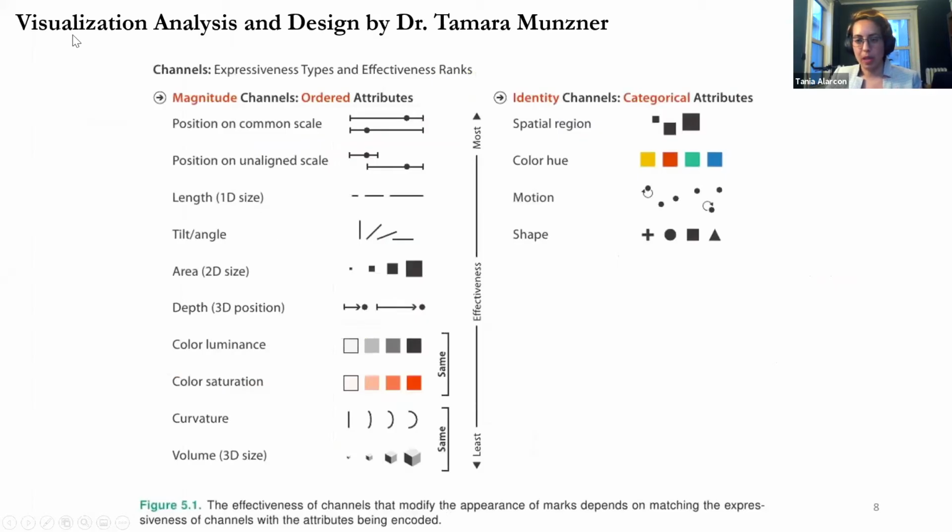Here is my one plug and recommendation of a book if you want to learn more about the technical aspects of visualization. There is a book by Dr. Tamara Munzner that walks step by step through good visual properties.